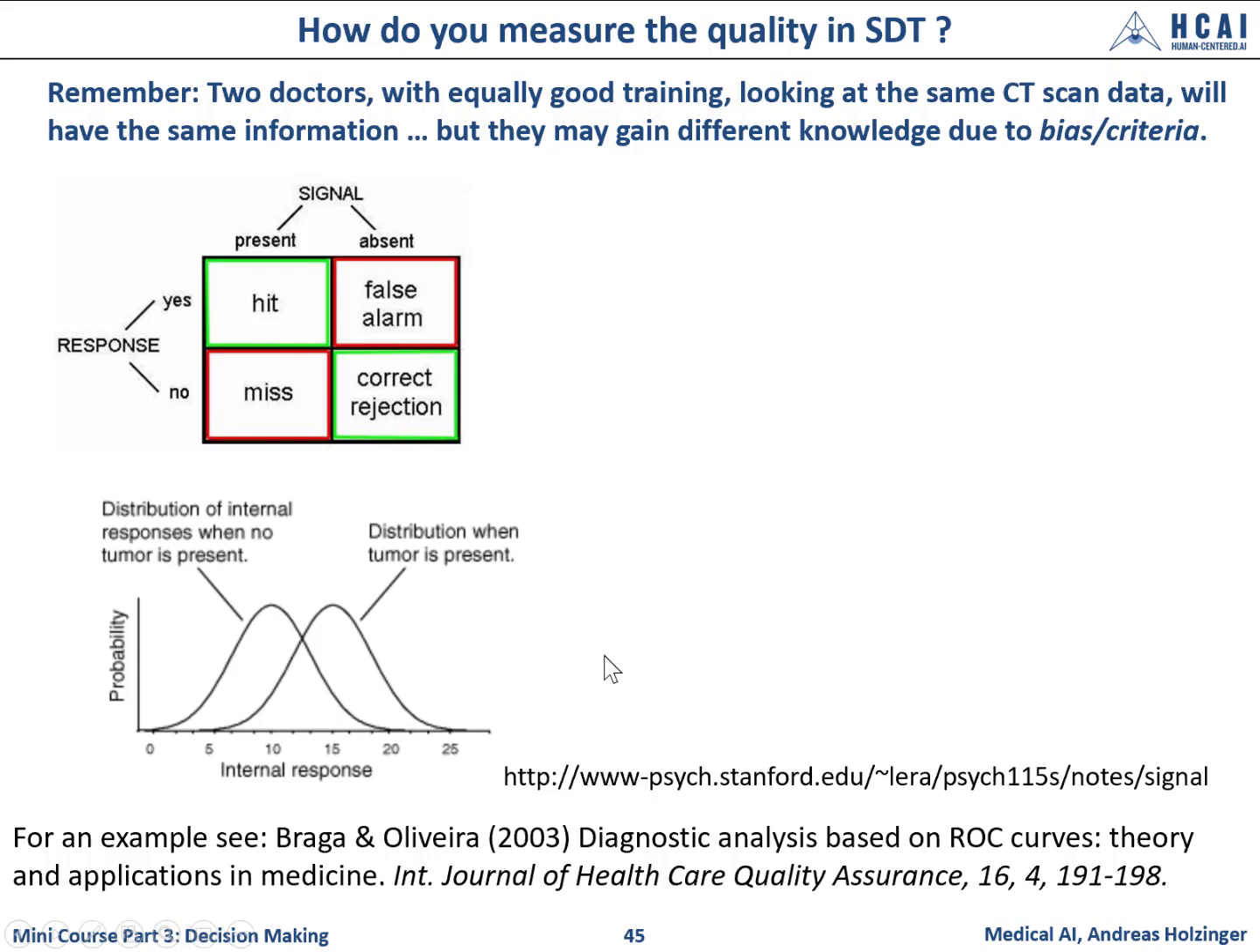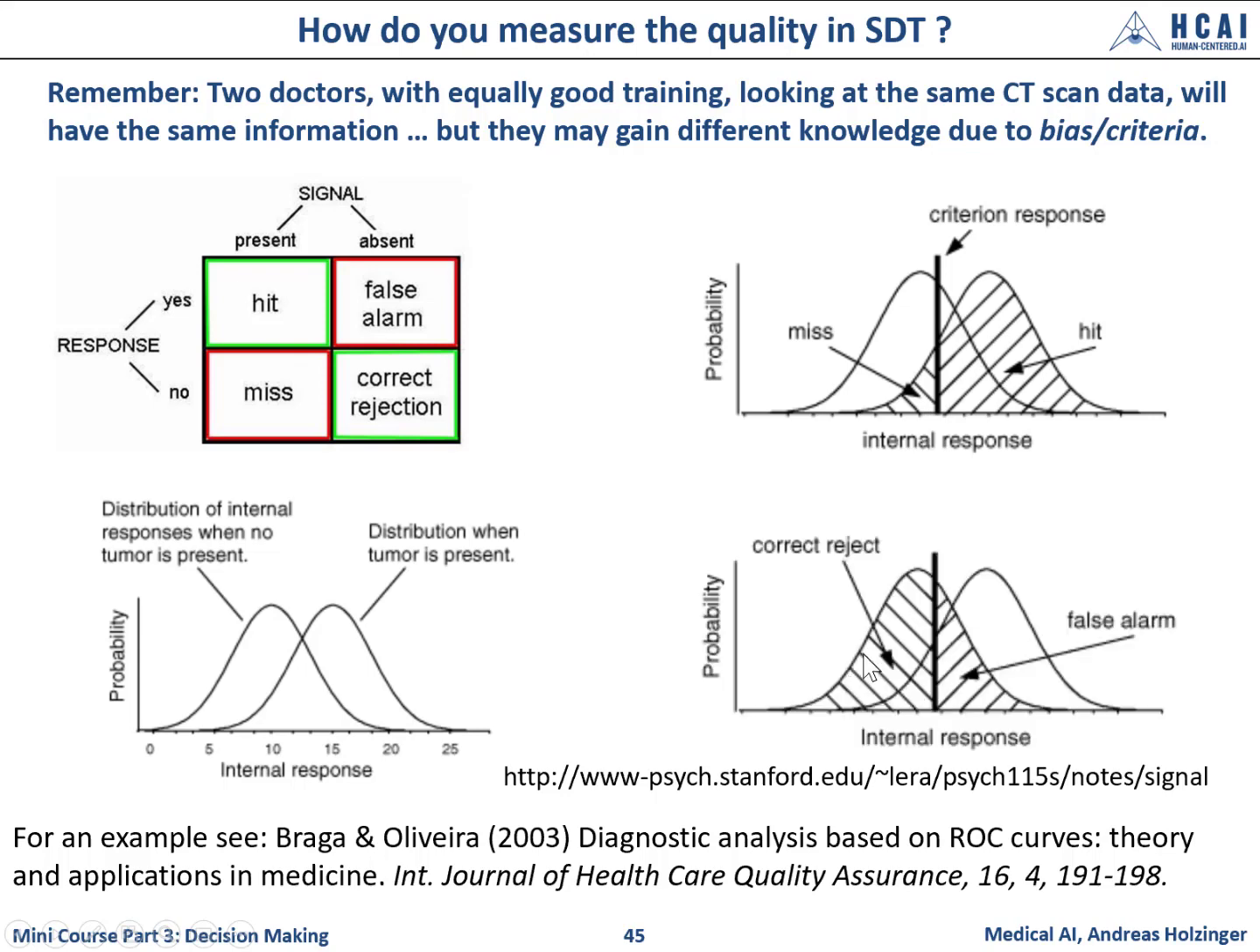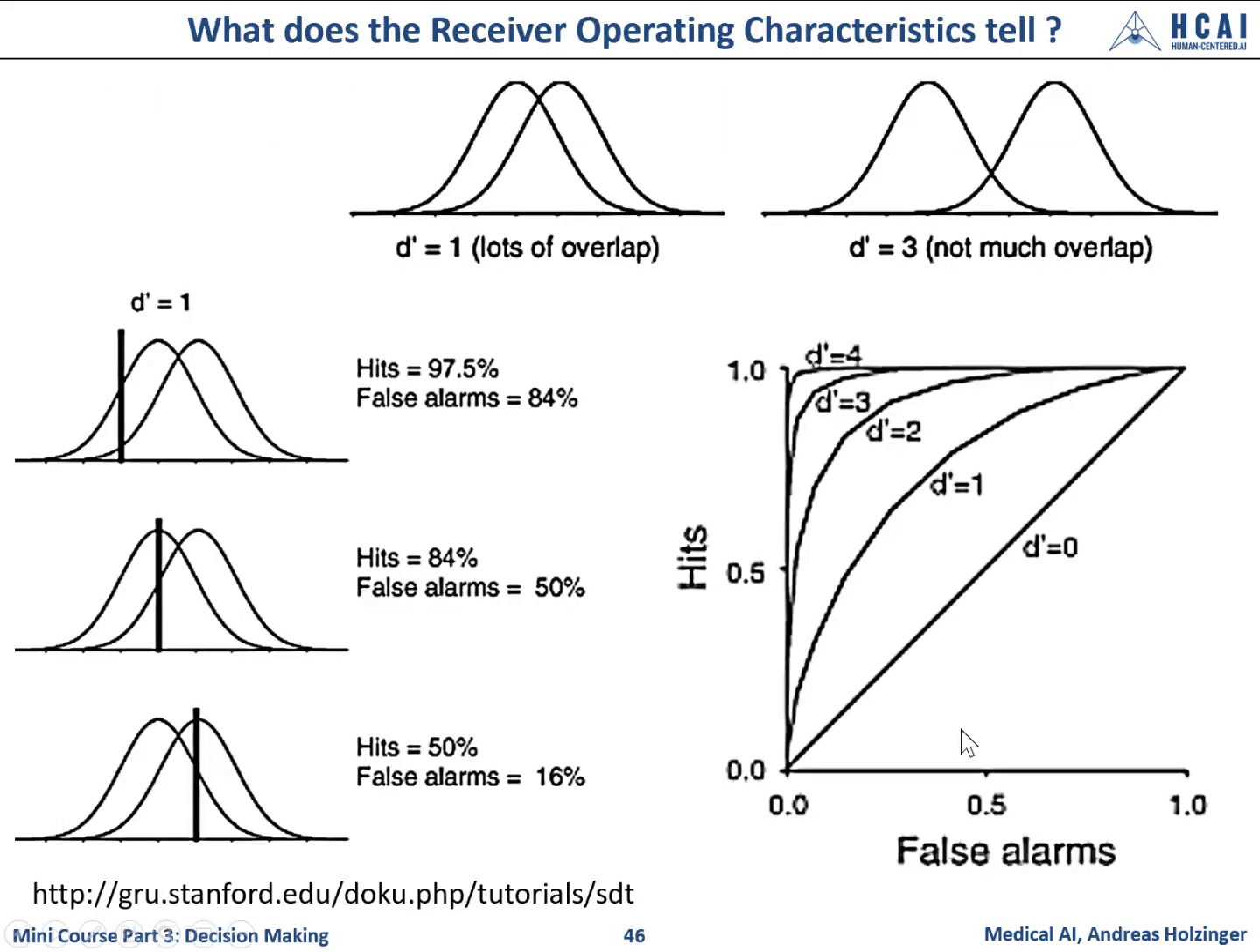This is depending then on the decision maker. And here you can have an internal response of that kind. So this is the criterion response. Then you have a hit and a miss probability. And then you have a correct rejection and a false alarm possibility. So this is the possibility of the four criteria here. And this is actually a very, very, let's say, basic term.